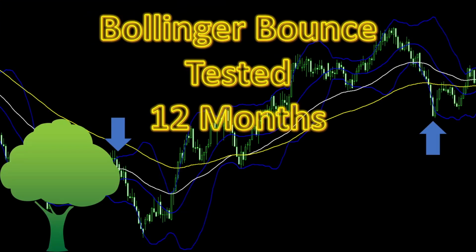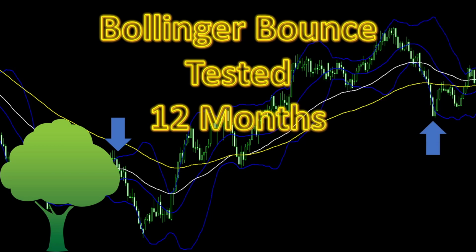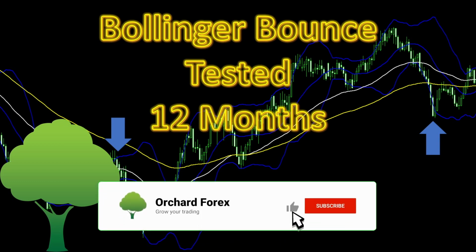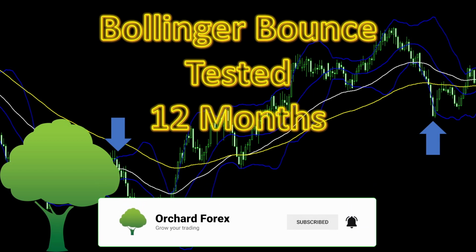Today I'm testing a very simple strategy from Greg Secker's Learn to Trade, and this is the Bollinger Bounce strategy, which was published on YouTube. I'll leave a link in the description that will refer back to the original video that shows this strategy, and I'll point out that in that original video there is a reference to a more detailed version of this strategy. So all I'm testing today is the basic strategy.